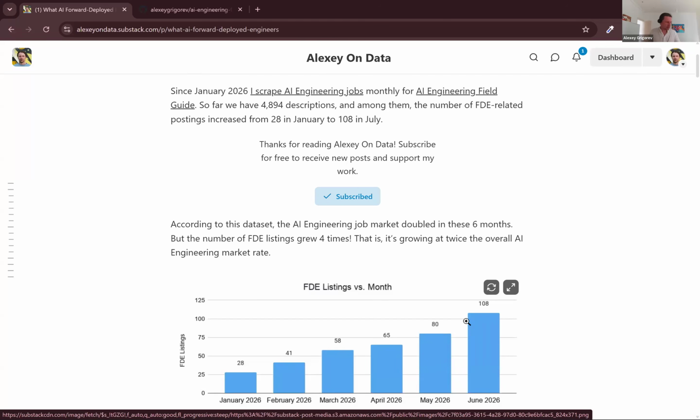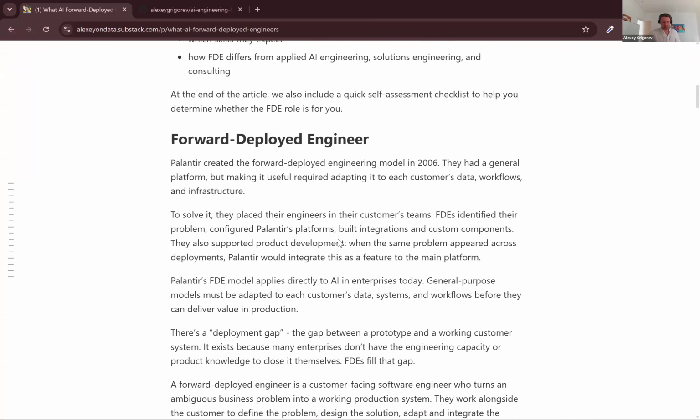They work with customers, but this is not the usual consultants. We will talk about the difference between usual consultants and FDEs, but they are more involved, right? So this is what FDEs need to do.